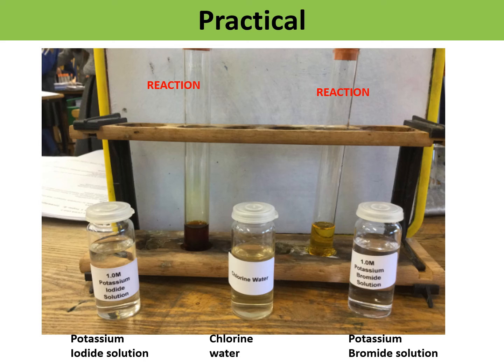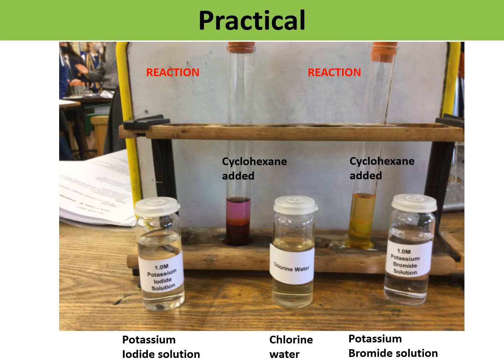In both cases, you can see when we added the solutions together, we got a colour change. If we now add cyclohexane, we can see that potassium iodide and chlorine water have produced iodine. And if we look at the chlorine water and potassium bromide on the right hand side, we can see that when we add the cyclohexane, it is clear that bromine is present.